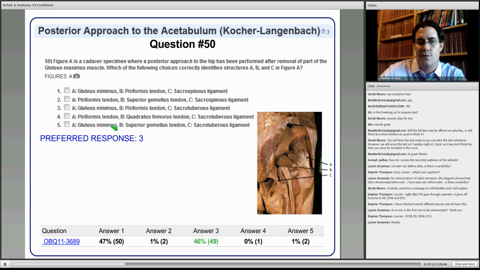Remember, that runs vertical from your ischial tuberosity up to the sacrum, whereas the sacrospinous runs horizontal, would be in this plane here, running from the sacrum in that direction. So I think that's where people got mixed up on this question. The piriformis is pretty readily identifiable, especially with your sciatic nerve being dissected out there.